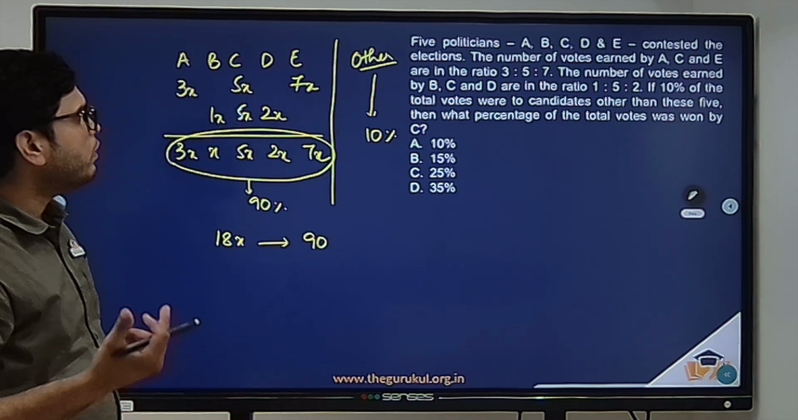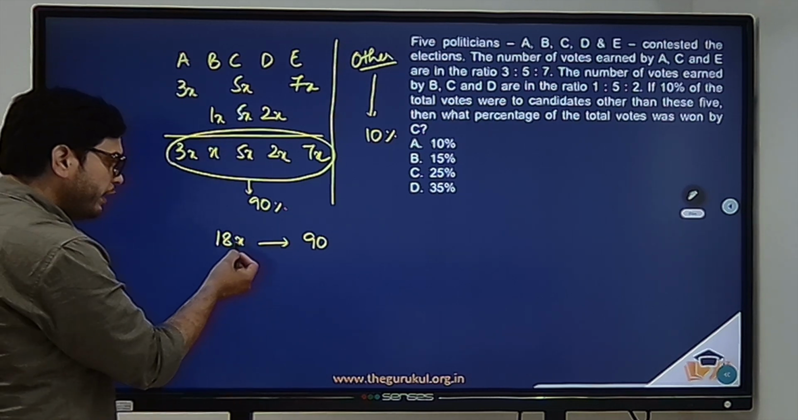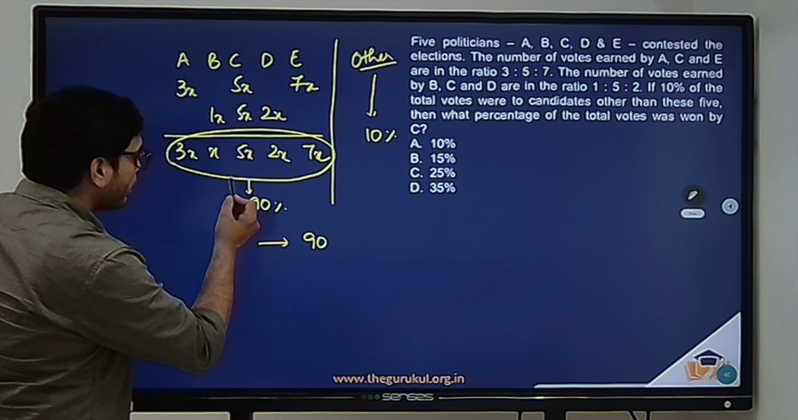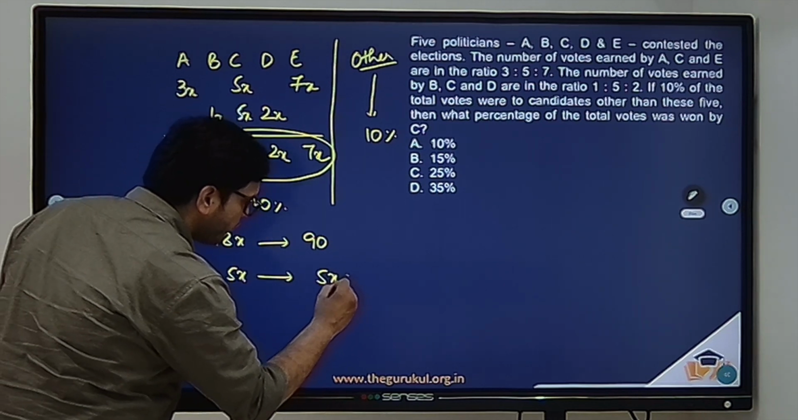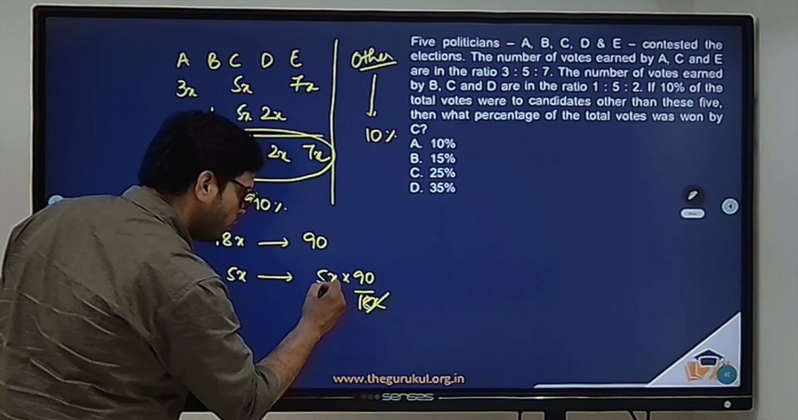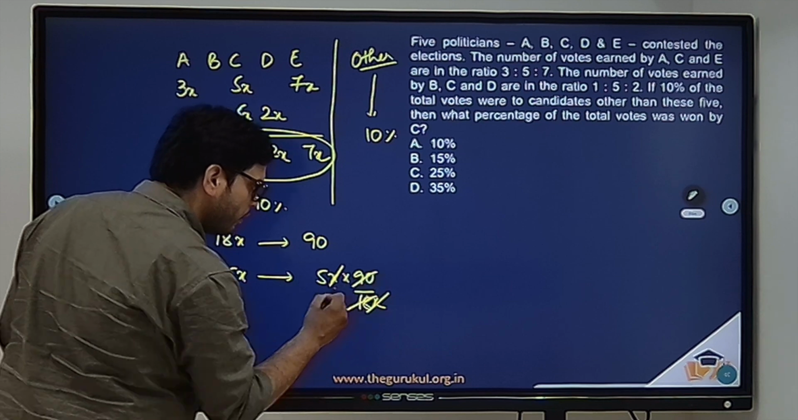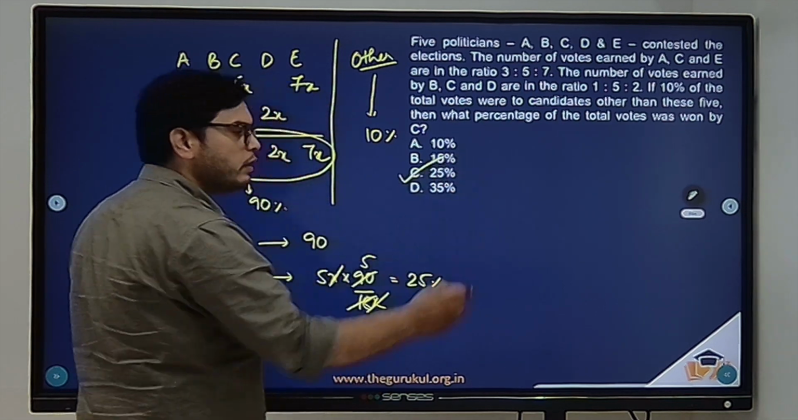Then what was asked? What percentage of total votes were won by C? If 18x is 90%, C got 5x votes. That would be 5x into 90 by 18. So I can cancel x, 18 5 is 90. So that would be 25%. Hence option C.